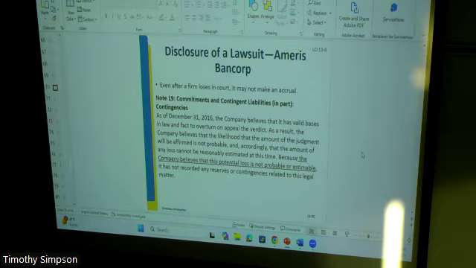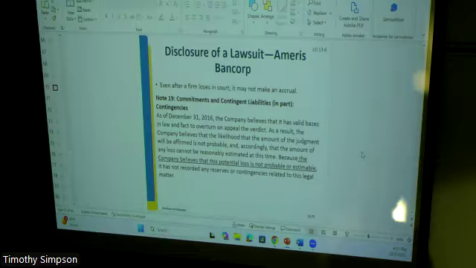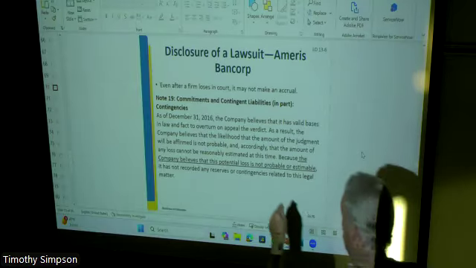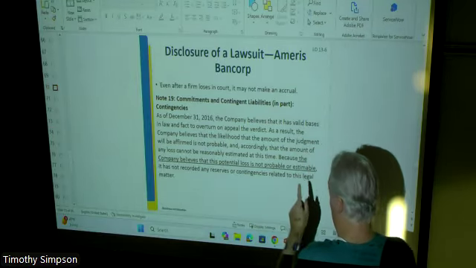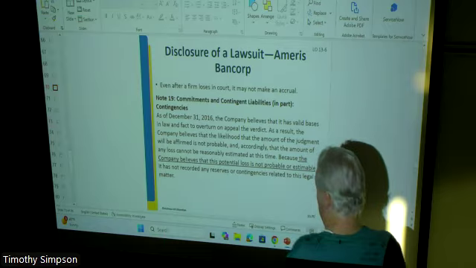All right, so a quick example here. This is Ameris Bancorp. I think it's probably a hypothetical company. As of December 31st, 2016, the company believes it has valid bases in law and in fact to overturn the verdict on appeal. Here we have an issue where the company is found liable. I'm assuming this is a civil litigation, but they believe that it's probably not going to be affirmed upon appeal, and accordingly, the amount can't be reasonably estimated at this time.